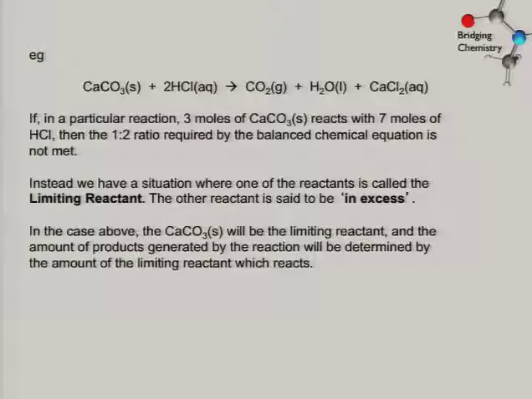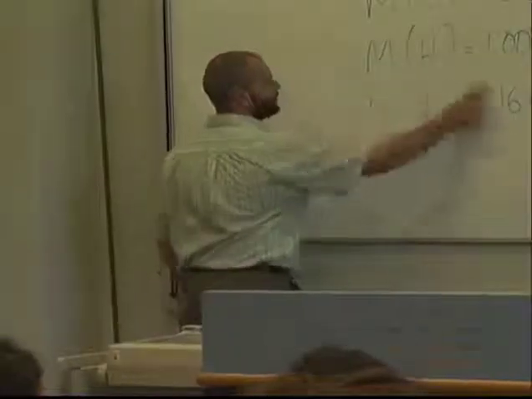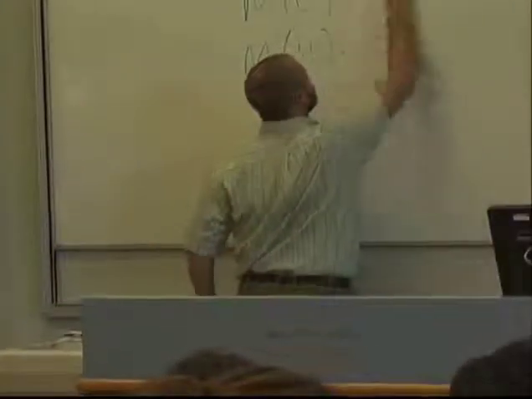And so instead what we have here is a situation where one of the reactants is called the limiting reactant and the other reactant is said to be in excess. In this particular example, we would say that the calcium carbonate is the limiting reactant because there's not enough calcium carbonate there for all of the hydrochloric acid to react. The way to work through this, which isn't on the slide, we'll do on the board because we've got time.